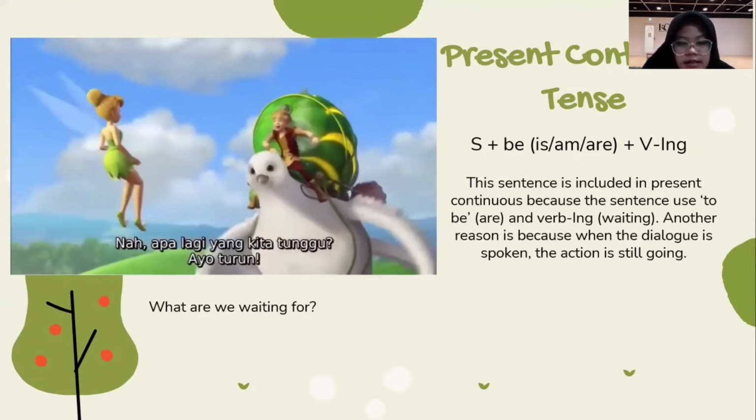The first sentence that I found is, "What are we waiting for?" The sentence is included in present continuous tense because it uses to be, "are," and a verb in -ing, "waiting." Another reason is that when the dialogue is spoken, the action is still going.